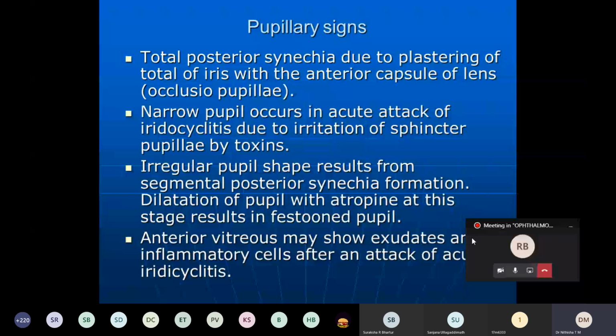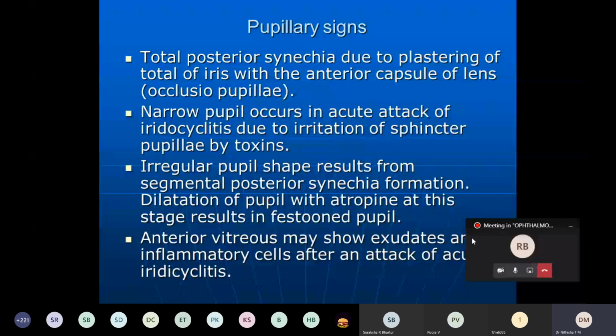So irregular pupil shape also results from segmental posterior synechiae formation. At this stage, when there are synechiae, you want to break them, so you have to dilate the pupil. Why do you want to break the synechiae? Otherwise, it causes iris bombe. That is, there is a blockage of drainage from the posterior chamber to the anterior chamber, so there is ballooning of your iris forward to form an iris bombe picture. To prevent that, you have to dilate and break the synechiae.